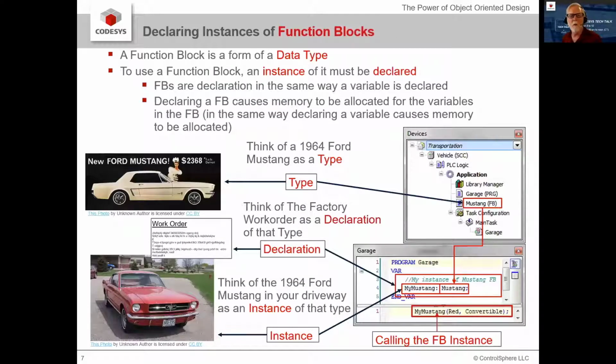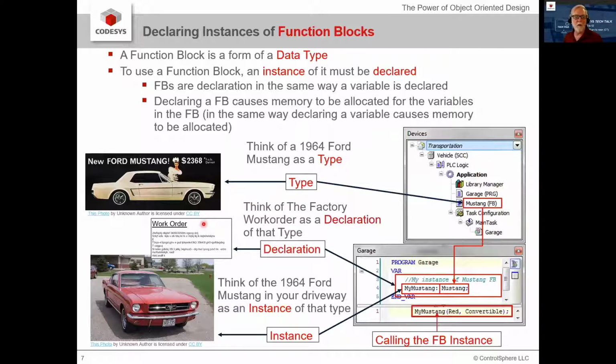All right, one more slide. Let's just drive this home one more way using an analogy with my favorite automobile, the 1964 Ford Mustang. So a 1964 Ford Mustang is a vehicle type. It's a specification. In CODESYS, the corresponding thing is a function block. It's a specification. You cannot drive a 1964 Ford Mustang specification. You can't drive it. You cannot run a function block. Ford must first make one for you, and in CODESYS, you must declare one first.